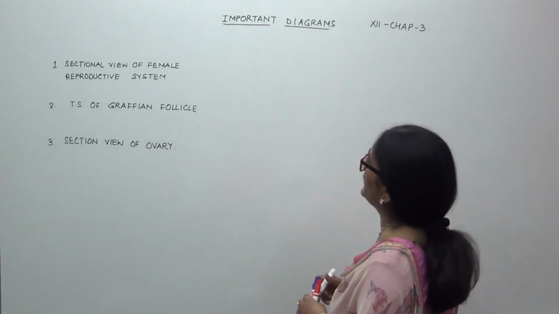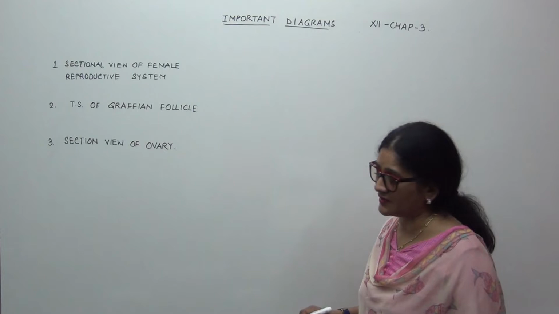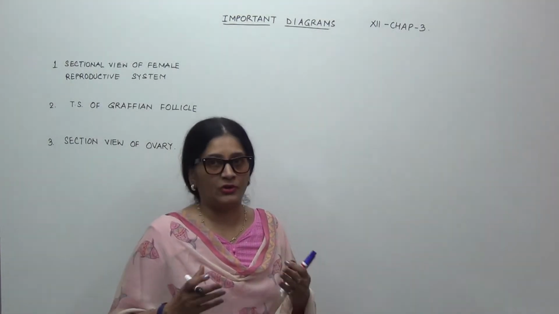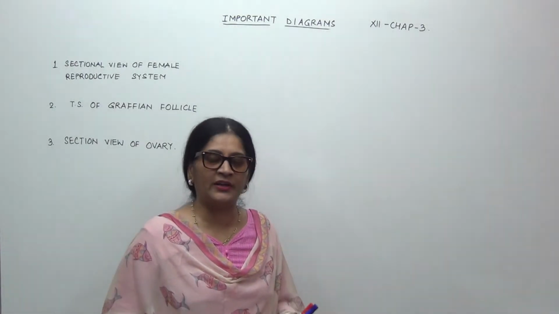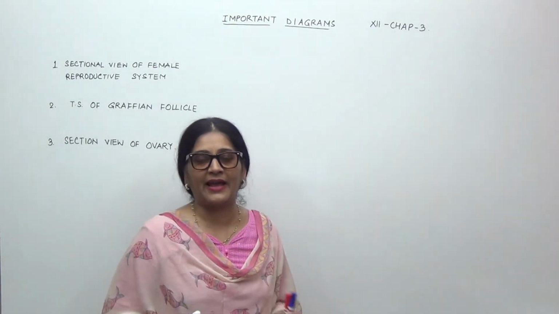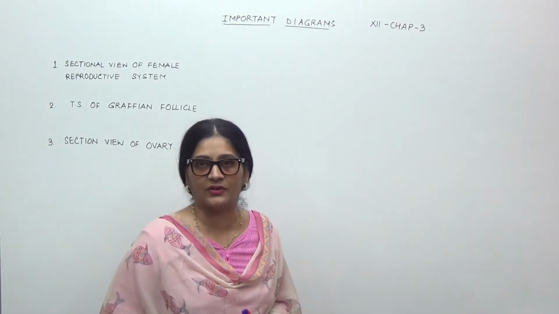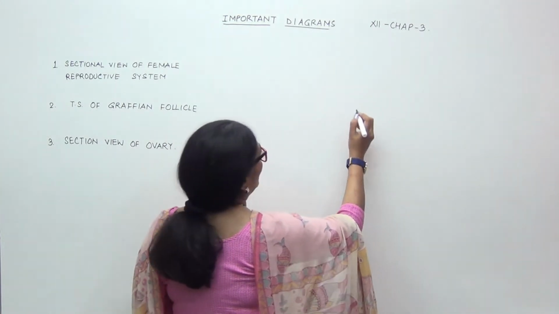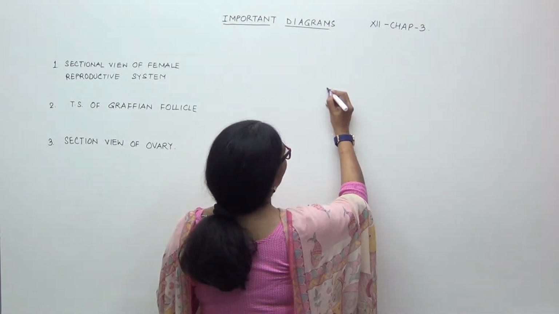Right? So let us start with the sectional view of female reproductive system. This is a very important question. It has already come in the board exam for a 3-mark diagram, and as I have already told you many times, a 3-mark diagram means 6 labeling. There is no marks on the diagram. So without wasting much time, now I'll just show you how you have to draw it.